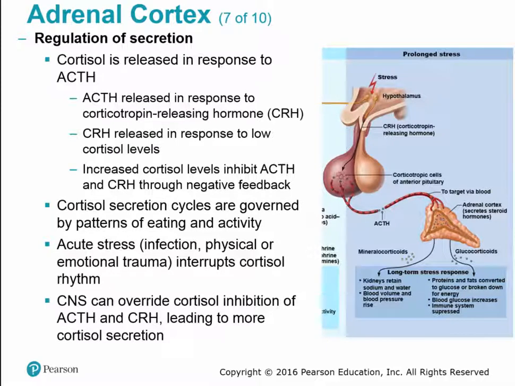Cortisol release is stimulated by ACTH, adrenocorticotropic hormone. Just like before with aldosterone, but now it's going to stimulate release of cortisol. The corticotropin releasing hormone sent from the hypothalamus, in response to low cortisol levels, increases secretion of ACTH. Once cortisol levels reach homeostasis, we undergo negative feedback to turn off the corticotropin releasing hormone and the ACTH.